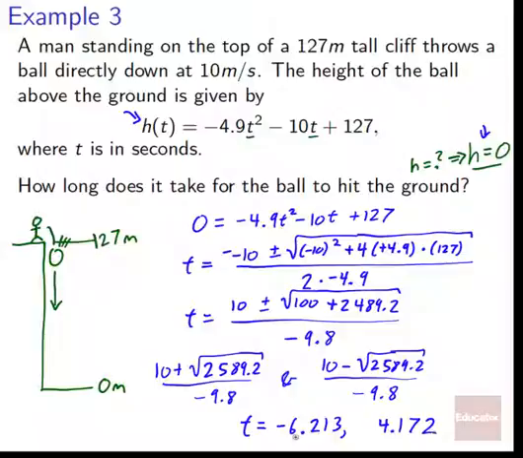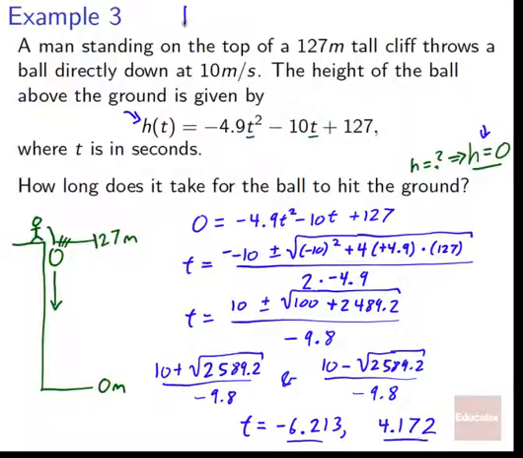So what does this mean? We've got two different answers here. Which one is the correct answer? Negative 6.213 or 4.172? Well, we know that t is given in seconds. He throws the ball down, and so forward in time, it's falling. We're going by this equation. But what about a negative time? Did he throw the ball before 0 seconds? No, he throws the ball at 0 seconds. It starts at his height at 0 seconds.